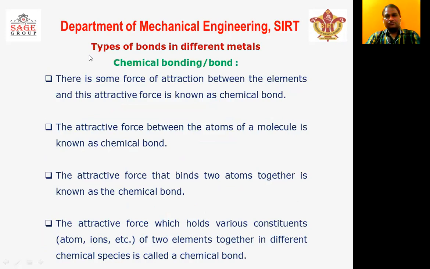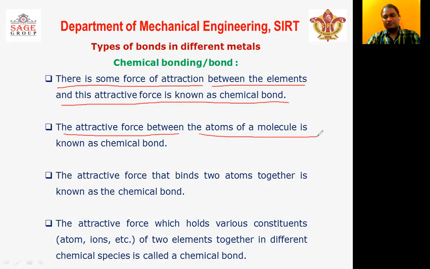Right. So what is chemical bonding? There is some force of attraction between the elements, and this attractive force is known as a chemical bond. The attractive force between the atoms of a molecule is known as a chemical bond. The attractive force that binds two atoms together is known as a chemical bond. So these are the different definitions of chemical bonding.